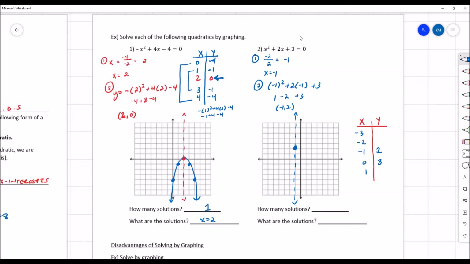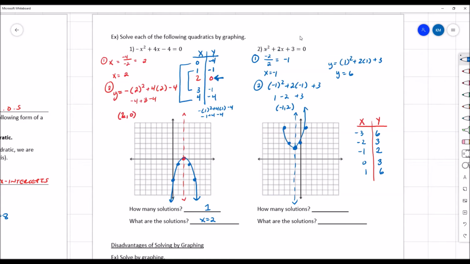And then I'll do the same thing for 1. 1 squared plus 2 times 1 plus 3. And that gives me 3 plus 3, 6. All right, so because of symmetry, I know this will be 3, I know this will be 6. Okay, so -1, 2, 0, 3, 1, 6. Copy it over, copy it over. Boom, boom, boom, done. All right, so we graphed it.